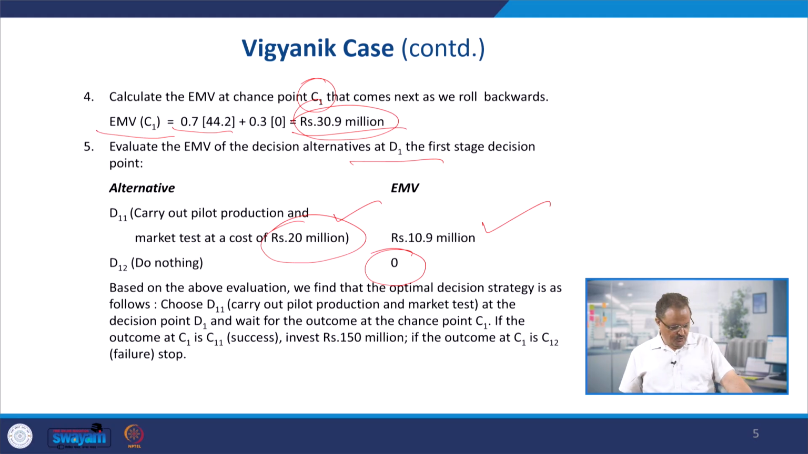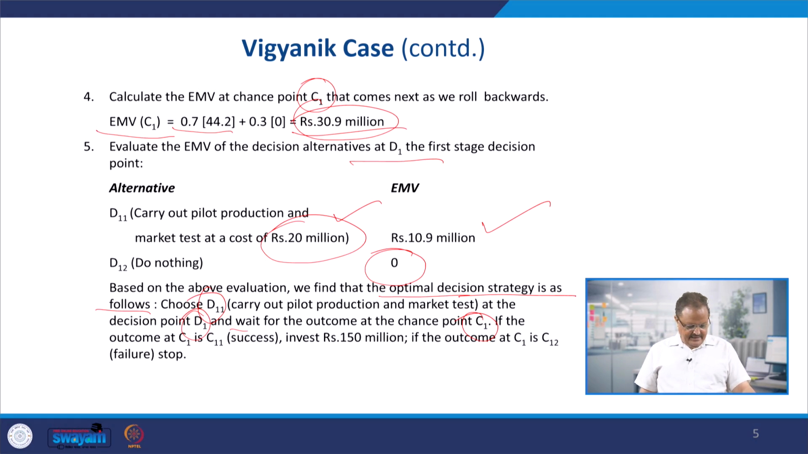So finally, we can conclude here that based on the above evaluation, the optimal decision strategy is as follows. Choose D11, right? D11 is to carry out the pilot production and the market test, or the test marketing, at the decision point D1, and wait for the outcome at the chance point C1, right? Go ahead with this. It means take the risk, go for the pilot production and test marketing at D1, accept the decision D11, and wait for the outcome at the chance point C1, right?